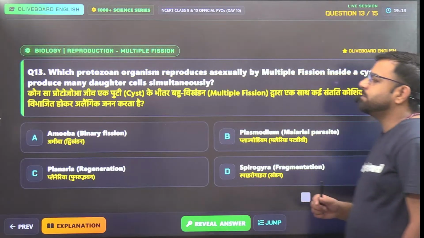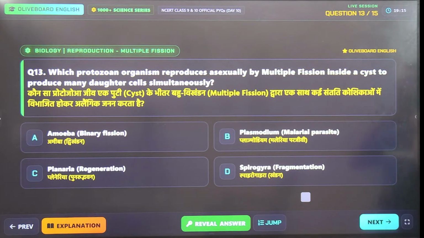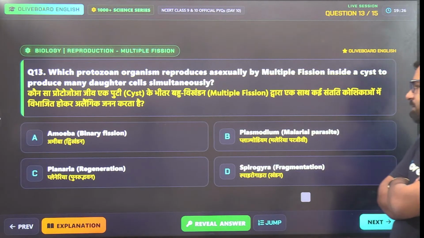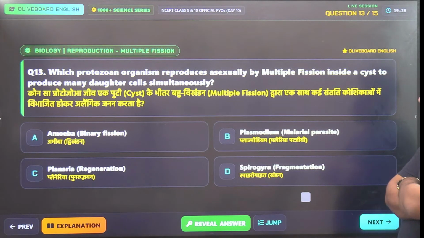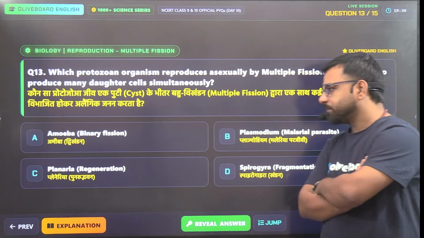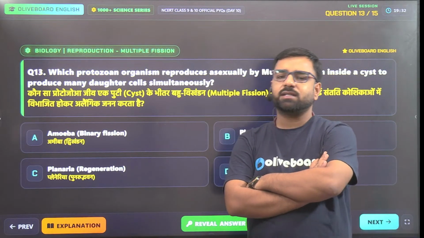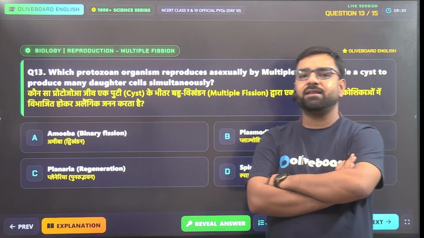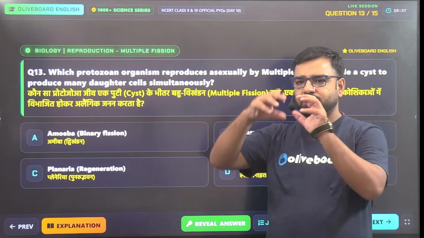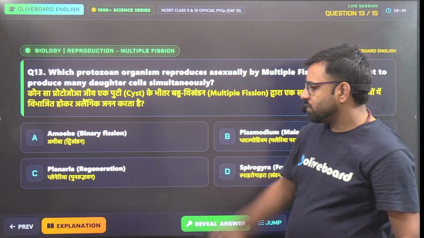Next, which protozoan organism reproduces asexually by multiple fission inside a cyst to produce many daughter cells simultaneously? Is it amoeba, plasmodium, planaria, or spirogyra? So amoeba just divides like a cell. So it's binary fission. It's a single cell that divides into two. So what will be the answer?